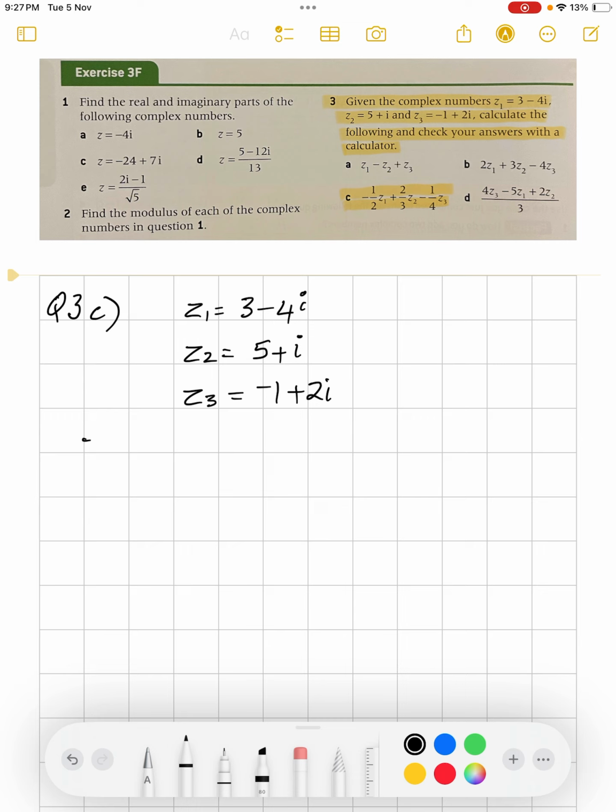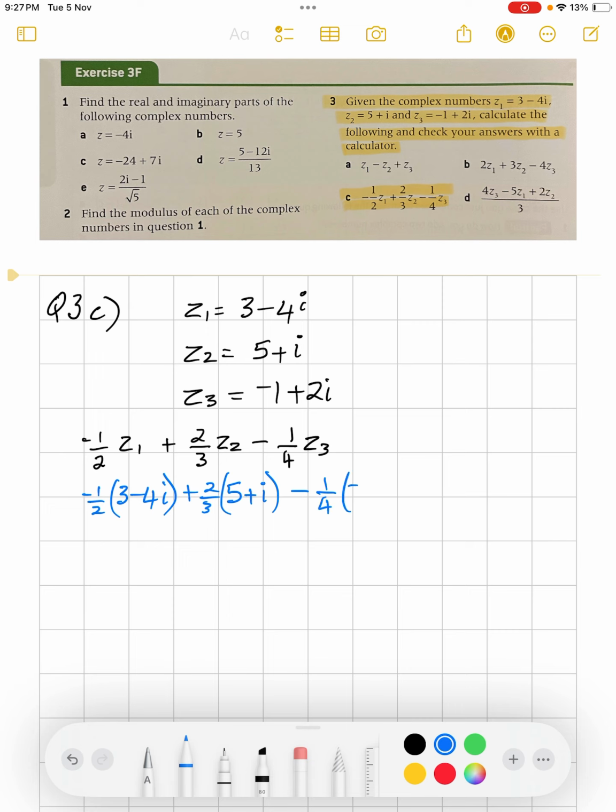We've got negative a half Z1 plus 2/3 Z2 minus 1/4 Z3. So let's put that in. We've got negative a half of Z1, so 3 minus 4i. We've got 2/3 of Z2, so 5 plus i. And we're subtracting 1/4 of Z3, which is negative 1 plus 2i.